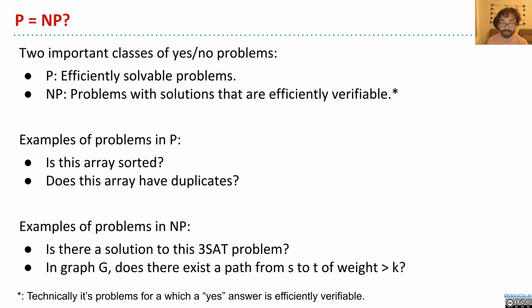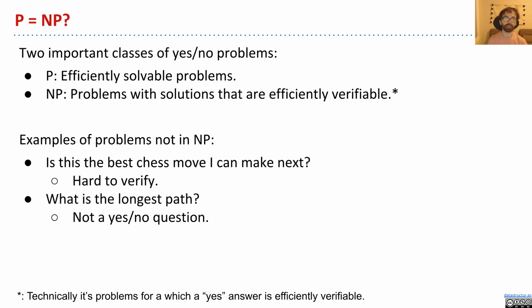Now, technically, I should mention that NP problems are those for which a yes answer is efficiently verifiable. There's a separate set of problems known as co-NP, and it's the no version of that, but I don't want to go into that. This is 170 and other stuff. So let's see some problems that are not in NP.